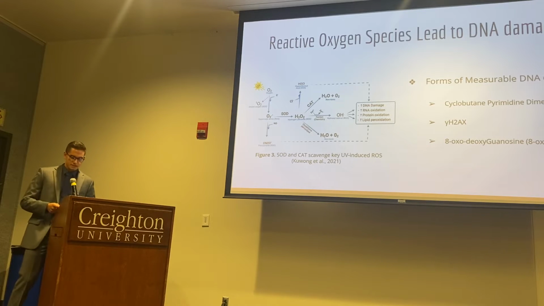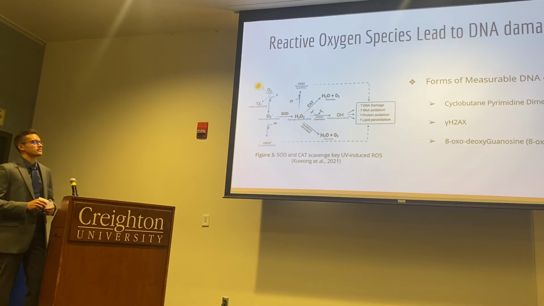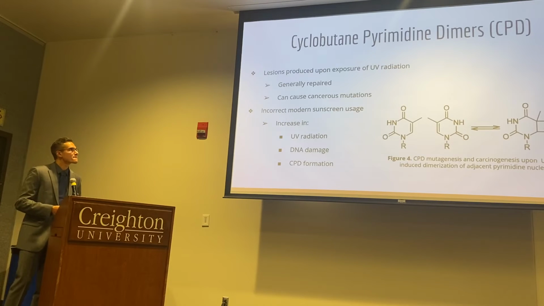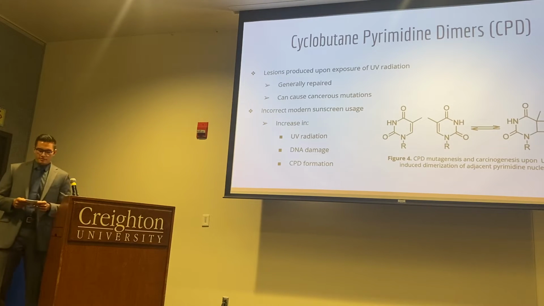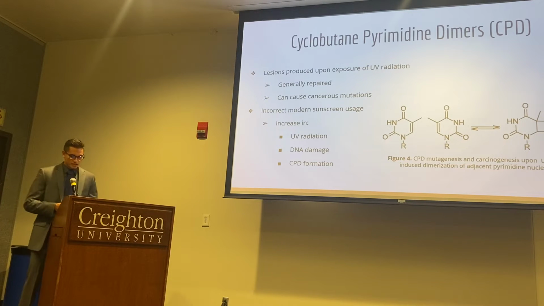There are 3 different types of DNA damage caused by reactive oxygen species that I looked at this summer. Cyclobutane pyrimidine dimers, gamma-H2AX, and 8-oxodeoxyguanosine. The one I looked at primarily this summer is cyclobutane pyrimidine dimers, or CPD. CPD is the primary lesion most involved in skin cancers caused by UVB radiation. These lesions are generally repaired prior to DNA replication in basal keratinocytes. However, if they are not repaired, they could lead to cancer-causing mutations.